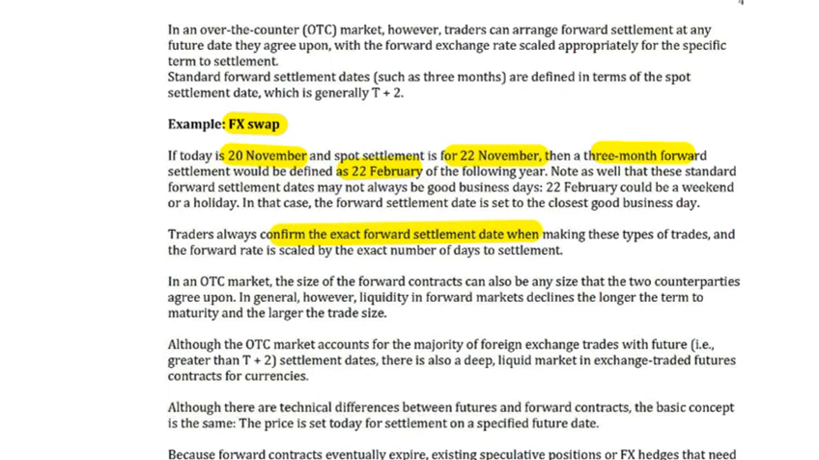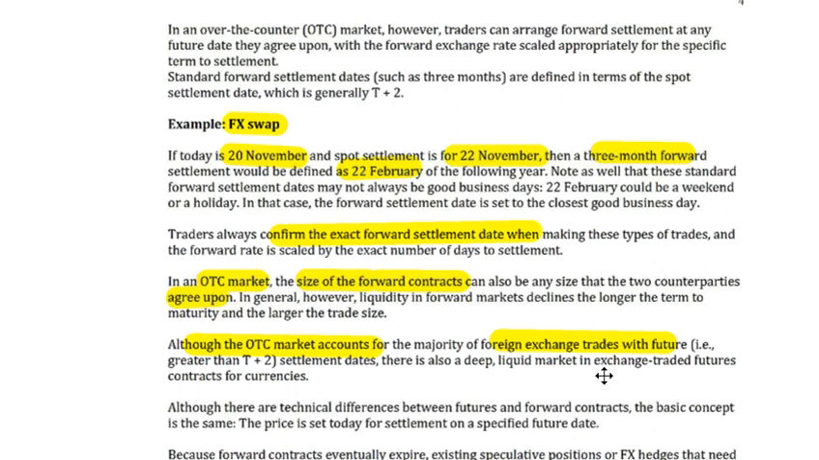Now we move to the OTC market. OTC, over the counter, remembering again from the derivative section, is really over the counter. In other words, it's just between two parties. And then the size of the forward contract can be any size, just a size that both counterparties agree upon. The OTC market accounts for a large portion of foreign exchange trades.